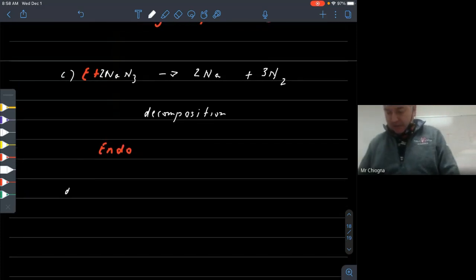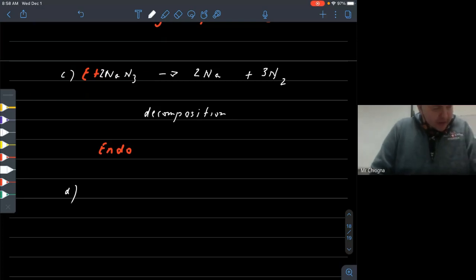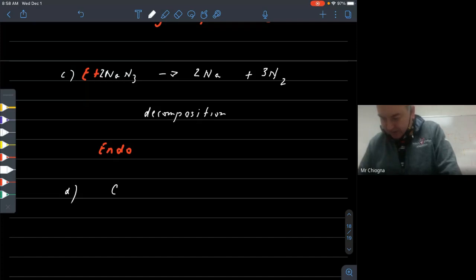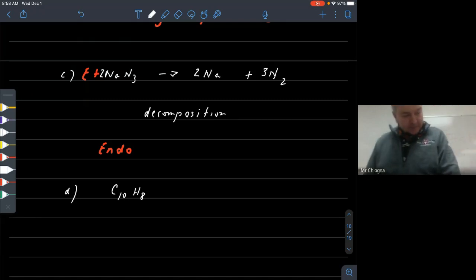Okay. Now I'm going on to the rest of the page. D. Burning crystalline naphthalene. Naphthalene is how you pronounce it. C10H8. It's a hydrocarbon. In air, what does that mean? What's in air? Oxygen. That's the hint.